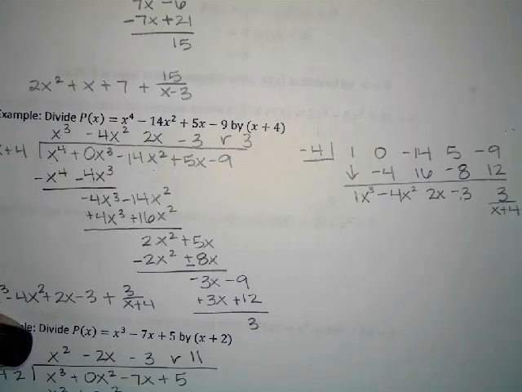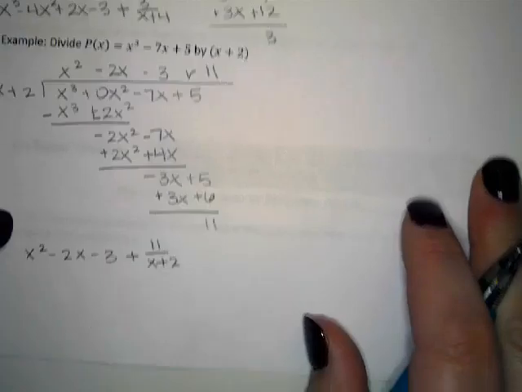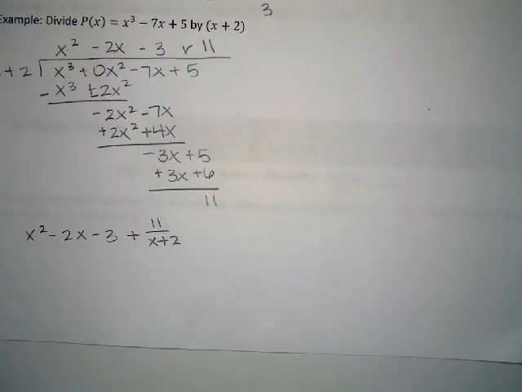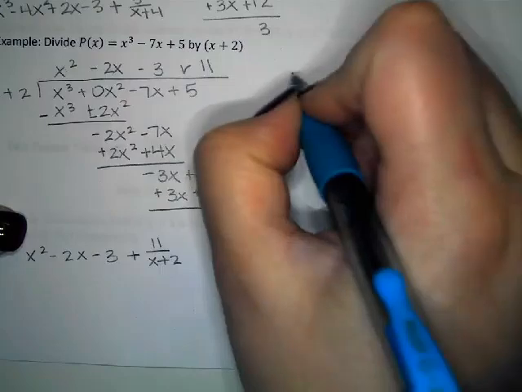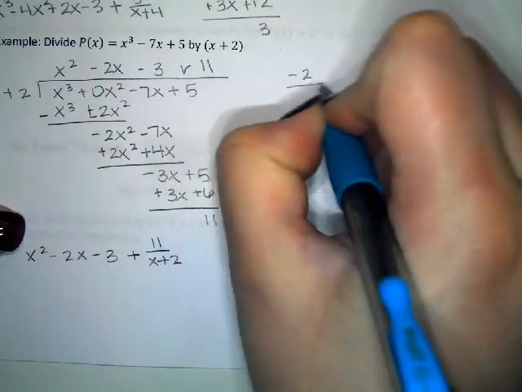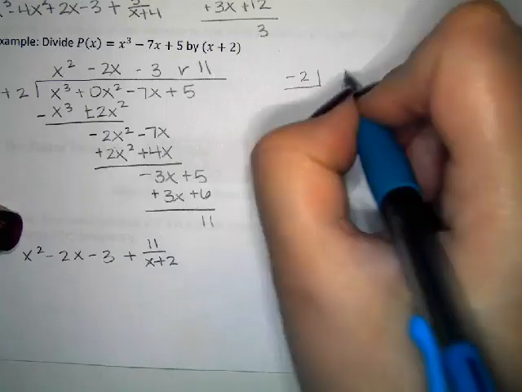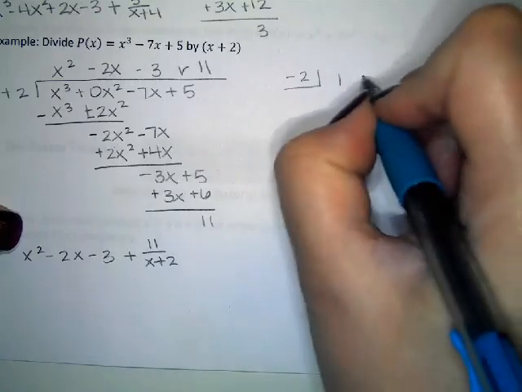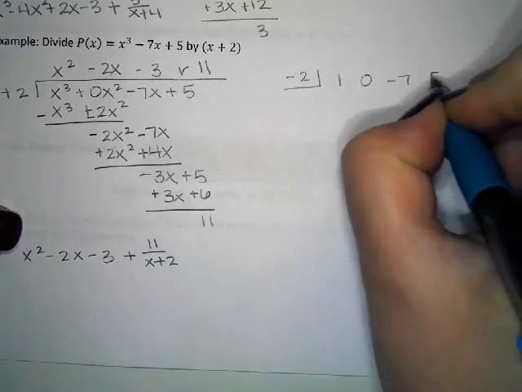Okay, this next one, I would pause the video, try it on your own, and then unpause the video and see if you get it right. So -2 goes in the little box. I'm going to write my coefficients, making sure that I have a 0 coefficient for x squared: 1, 0, -7, 5.